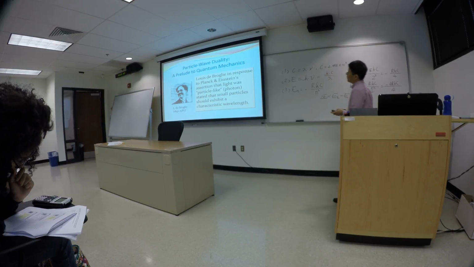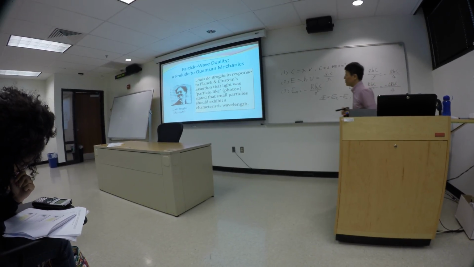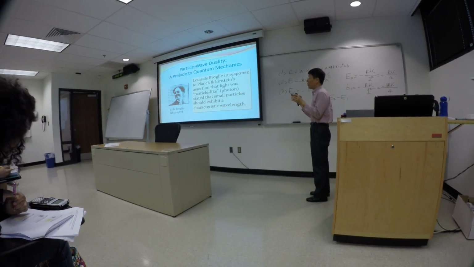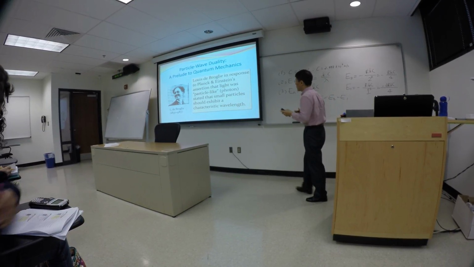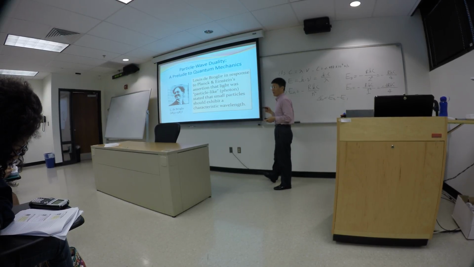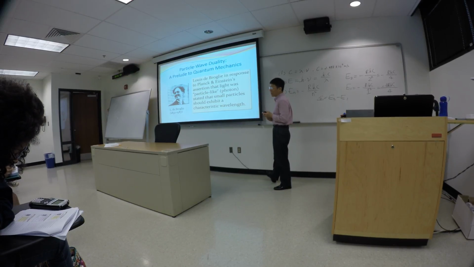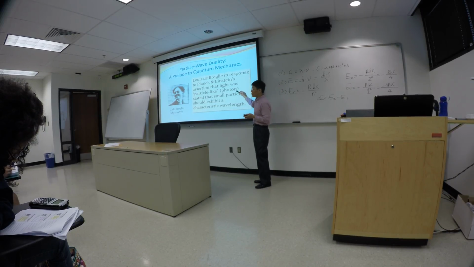And Louis de Broglie, in response to Planck and Einstein's assertion that light was particle-like, who used the term photon, stated that small particles should also exhibit a characteristic wavelength. So electrons and electromagnetic radiation are no longer just waves. They're also like particles there.